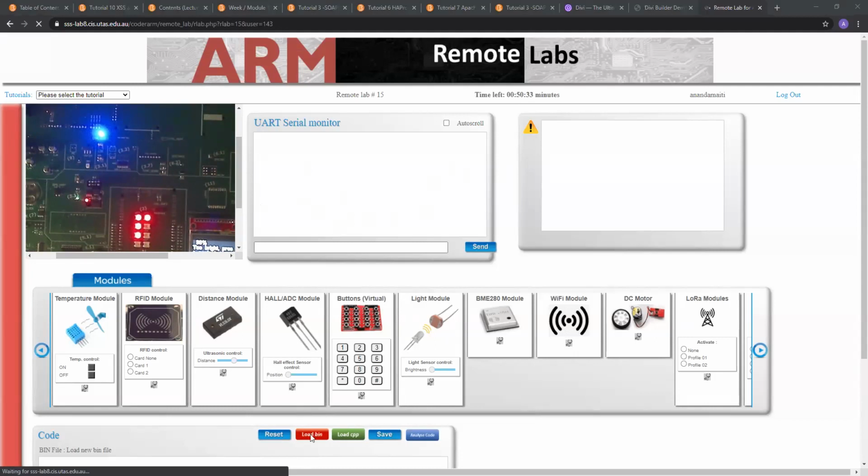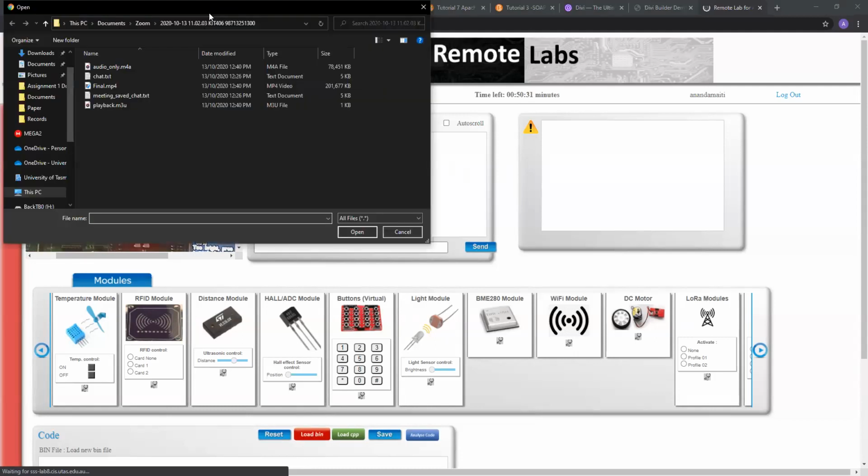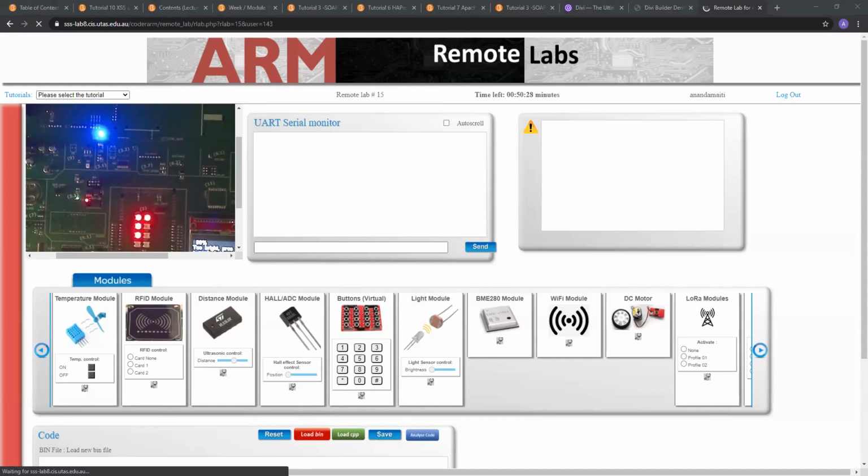Let me see if I can show you something. I don't remember where I put the last Wi-Fi stuff. Hopefully this will work.